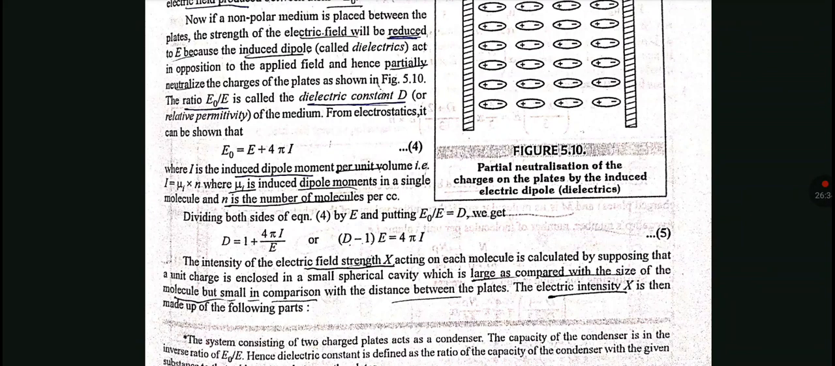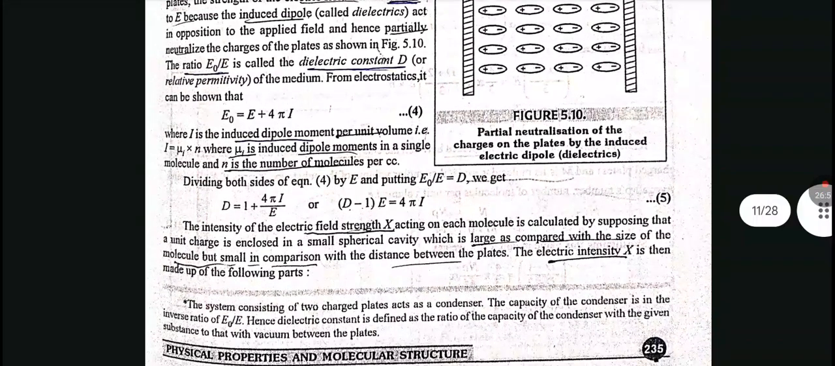The intensity of the electric field strength X acting upon the molecule is calculated by supposing that a molecule is enclosed in a small spherical cavity, which is large compared with the size of the molecule, but small in comparison with the distance between the plates. The electric intensity X is made up of the following parts: the field strength due to the charges of the plate, the charge induced on the surface of the dielectric, and the charge induced on the surface of the spherical cavity, plus 4 by 3 pi I. X is equal to E naught plus 4 by 3 pi I minus 4 pi I.